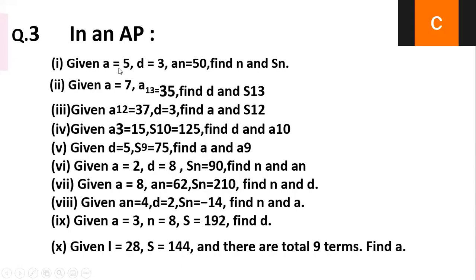See, first question. A value they gave 5. D value they gave 3. AN value they gave 50. Find N and SN. Same thing like how we have done in second main. I want the answer from everyone. First take the nth term of an AP: AN is equal to A plus N minus 1 into D. Find out the N value from that.